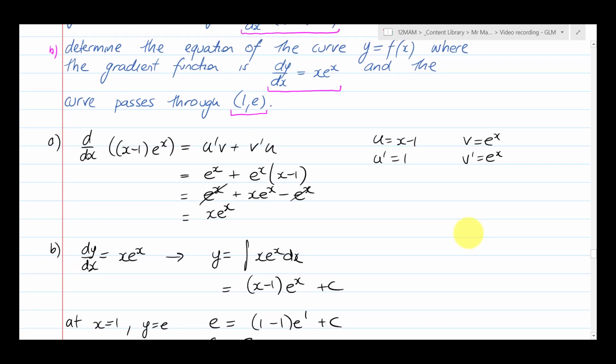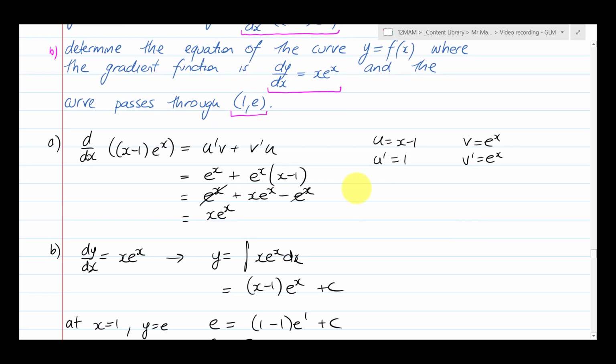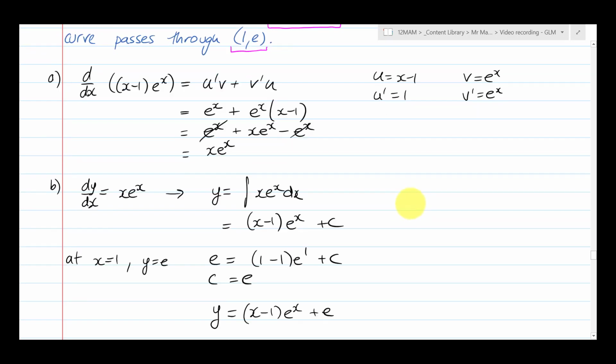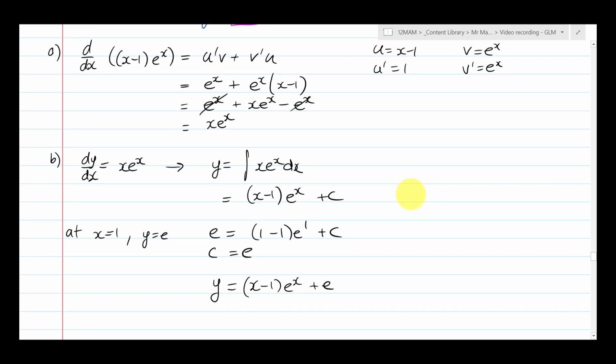And we go back to the question: determine the equation of the curve where the gradient function is given. Determine the equation of the function, and of course, there it is. So there we have working with exponential functions and a couple of examples. All the best.